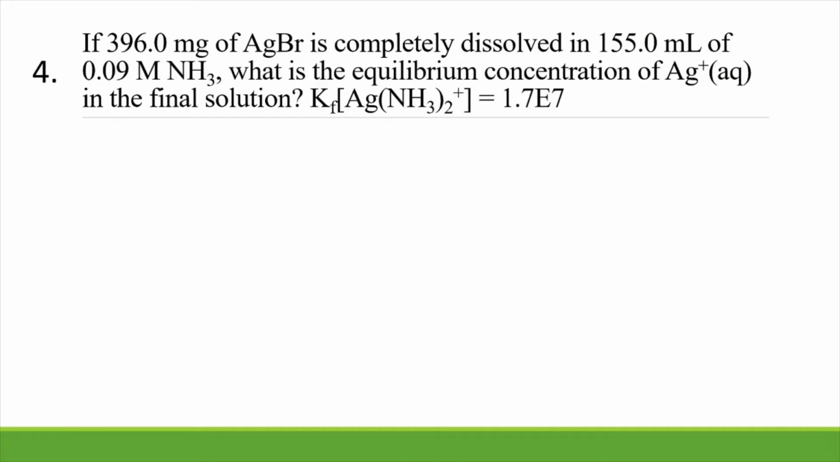Okay, number 4. If 396 milligrams of silver bromide is completely dissolved in 155 milliliters of 0.09 molar ammonia, what is the equilibrium concentration of silver plus in the final solution? And we're given the K formation for the silver ammonia complex. So let's first write the reaction that forms this complex.